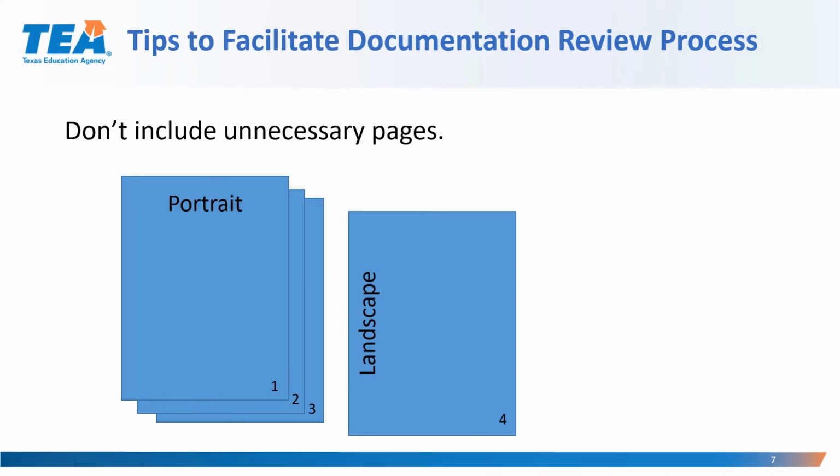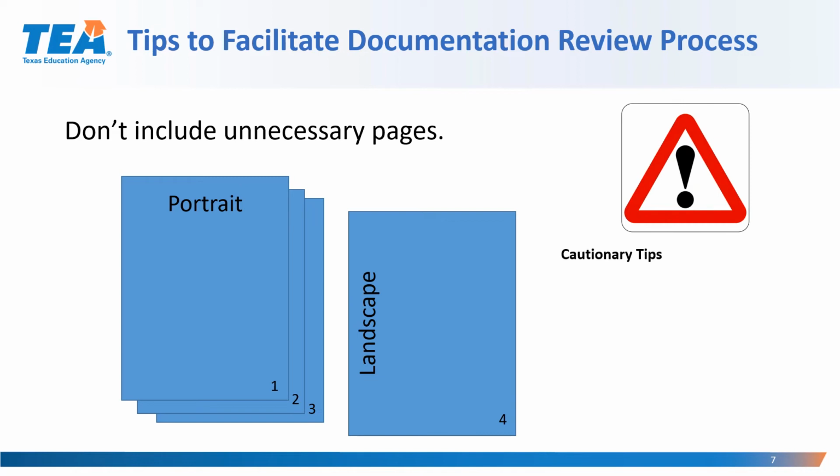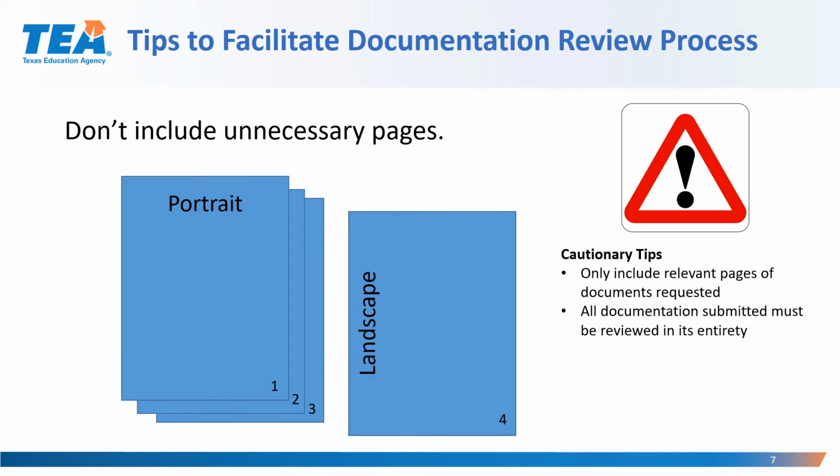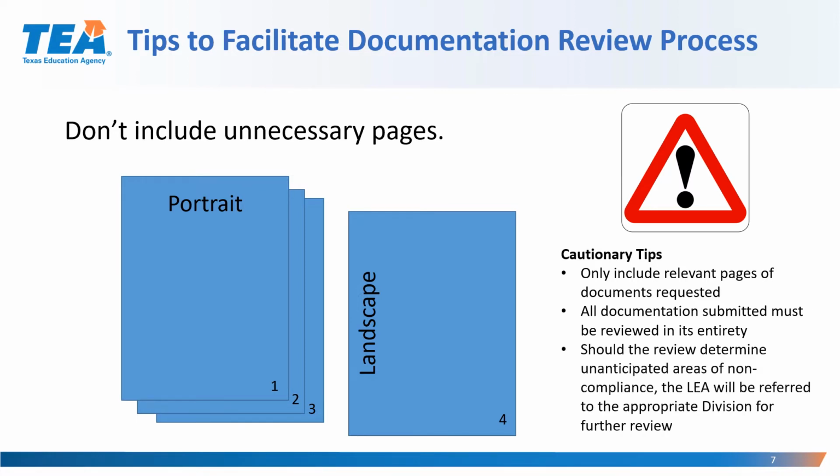Another tip for facilitating the documentation review process includes not including unnecessary pages. The LEA should use caution when determining what to submit to TEA for review. The LEA should only include relevant pages of the documents that have been requested. Please note that all documentation that ends up being submitted by the LEA must be reviewed in its entirety. And should the review determine unanticipated areas of noncompliance under additional documentation that was submitted, the LEA will be referred to the appropriate division for further review.